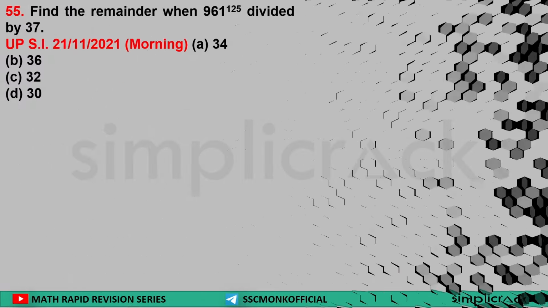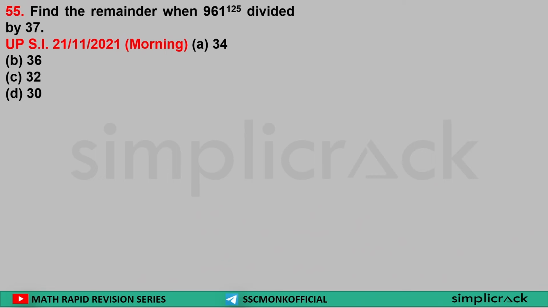Next. Find the remainder when 961 to the power 125 is divided by 37. Now, I am giving you this as homework. If you can't solve it as homework, you ping me in my Telegram channel SSCMONK official and let me know. I will tell you the tricks over here. But you should try it for sure.